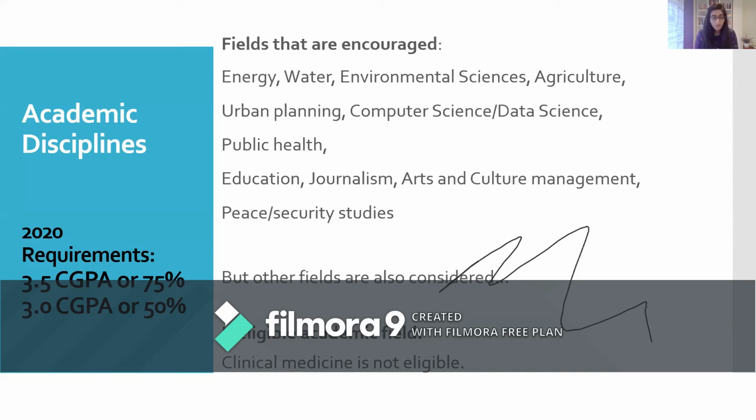And 3 GPA is required for any other program. So if you want to work in art or language, anthropology, social sciences, this is where 3 is the minimum requirement. Or if your university gives percentage form, then 50%.